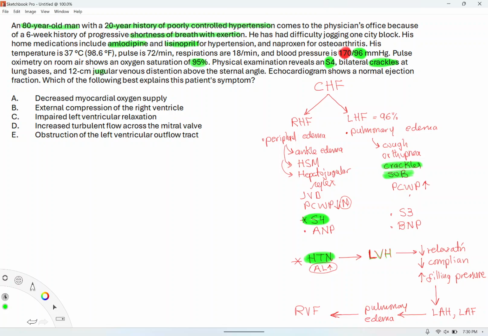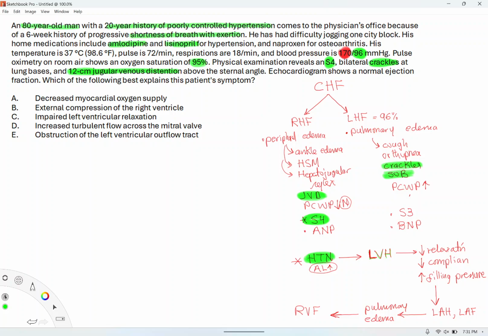And there is JVD. Look at that. Normal JVD is about 7, I think. This is 12 centimeters. So 12 centimeters, and that tells you what? This is the right heart failure. So two signs for right heart failure, two signs for left heart failure so far. Echocardiogram shows a normal ejection fraction. Okay. Now there's the thing.